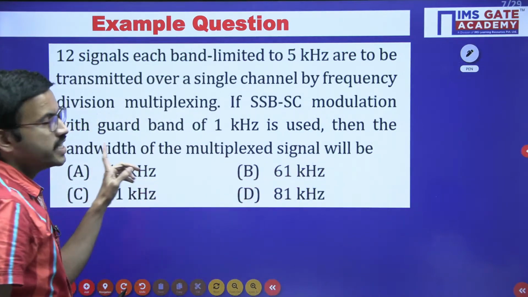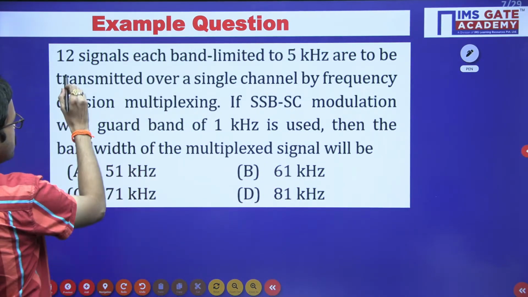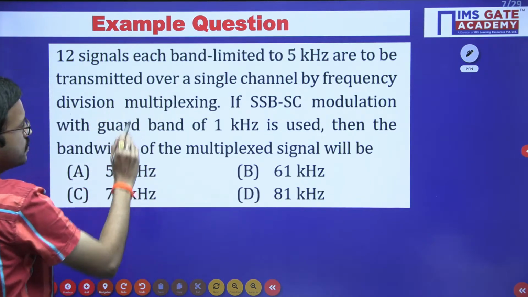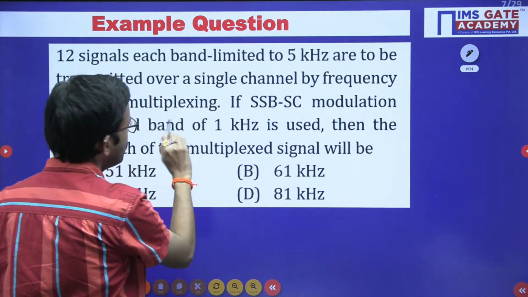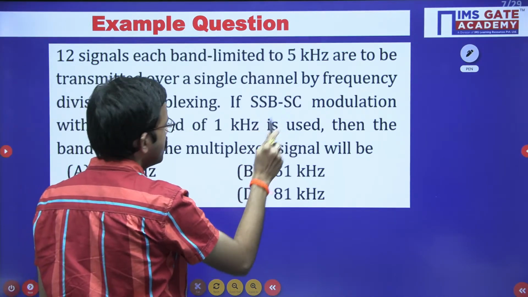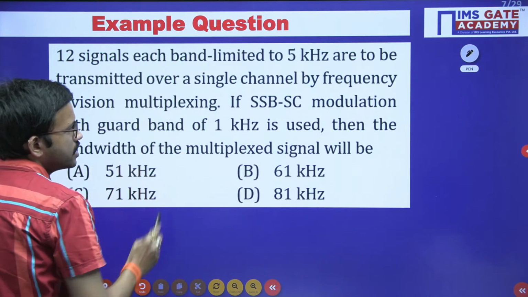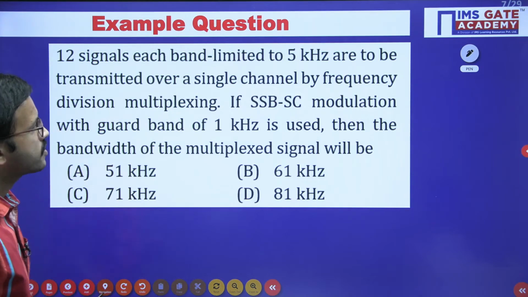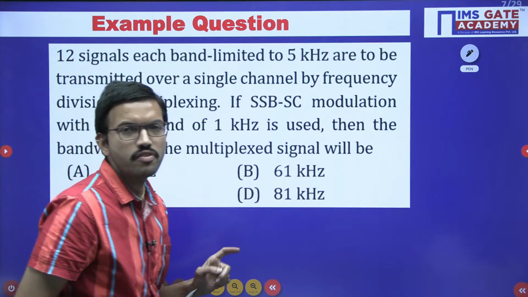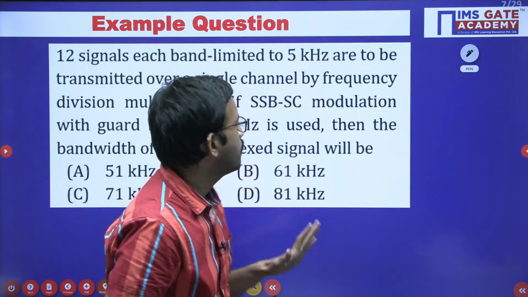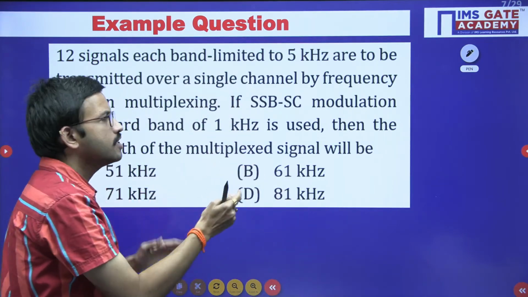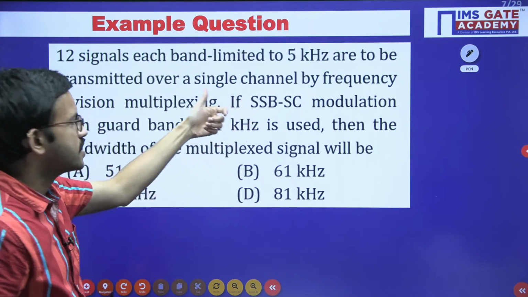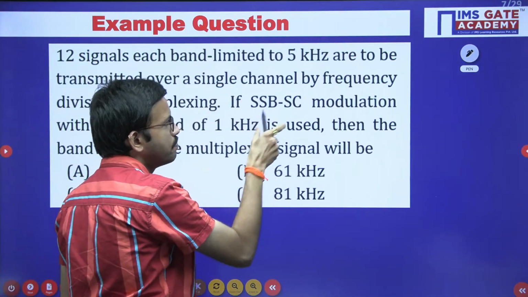First read the question. You have 12 signals, each band limited to 5 kHz, to be transmitted over a single channel by frequency division multiplexing. If SSBSC modulation with a guard band of 1 kHz is used, then the bandwidth of the multiplex signal will be? It is a similar question, but in the earlier question we discussed 3 cases. This question is one case of those, the last case, with respect to SSBSC.